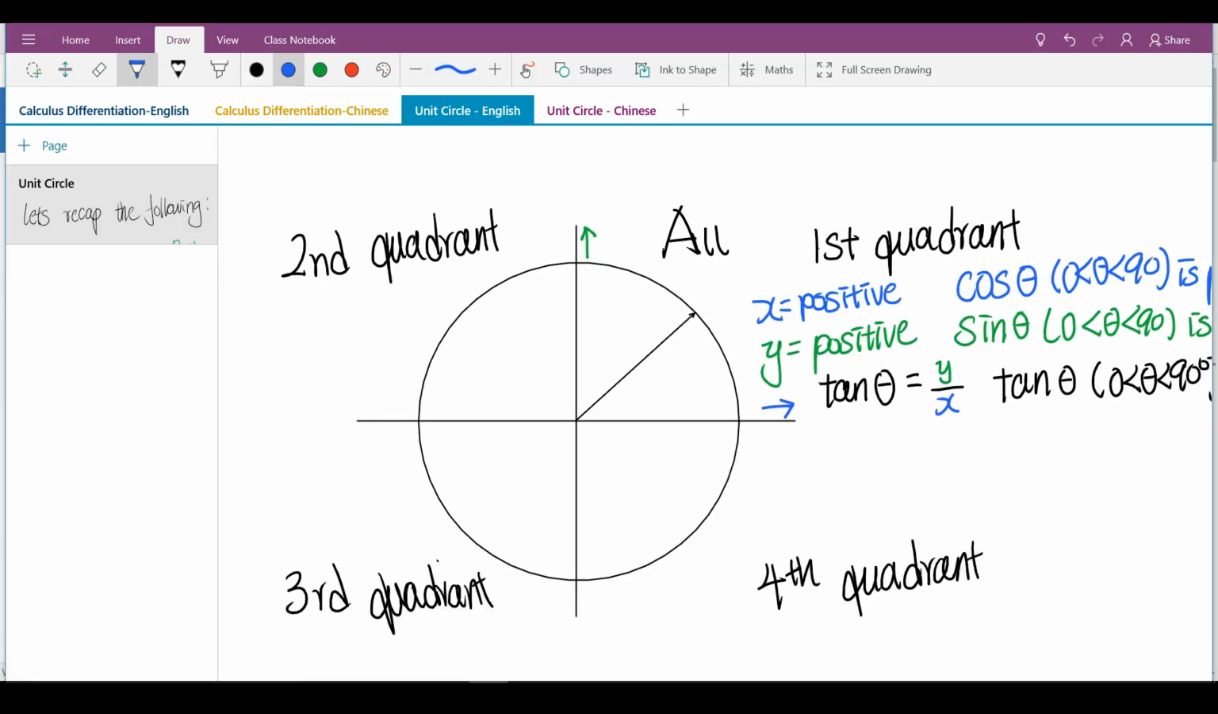Now in the second quadrant, the x on this side is negative on the Cartesian plane on the left. Because the 0 is here, the 0 is in the middle. So the left hand side of the Cartesian plane will be negative x values. So x is equal to negative. Correct? And then therefore cosine theta, given that theta is between 90 and 180, is negative.